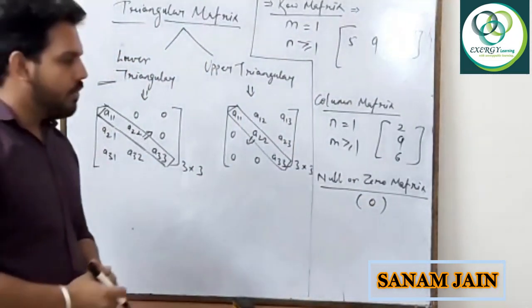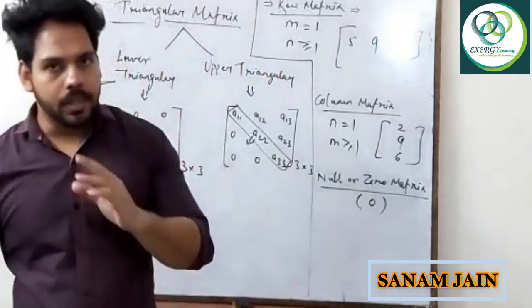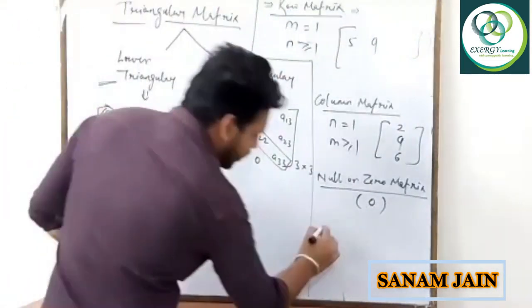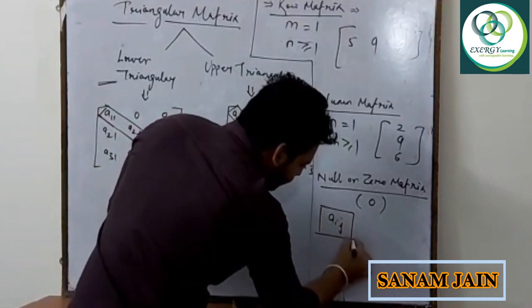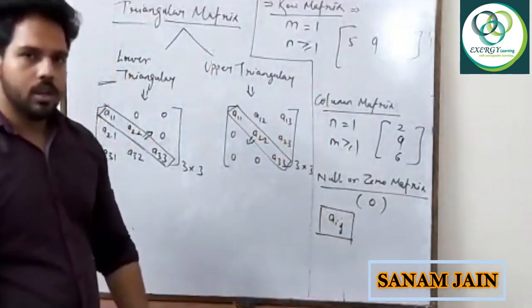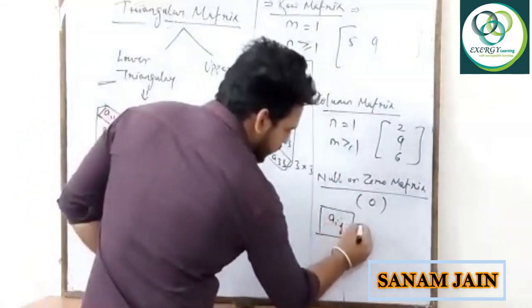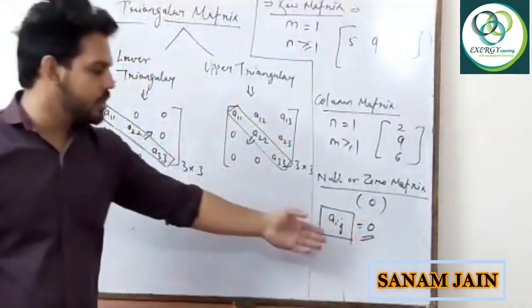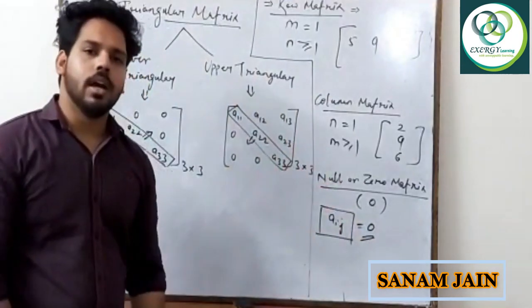Now, as I told you in the previous video about the elemental representation of the matrix, all the elements of the matrix can be represented by the symbol Aij. So we can say if all the elements are equal to 0, that means Aij should be equal to 0. This shows all the elements. So if all the elements are equal to 0, this kind of matrix is known as a null or zero matrix.